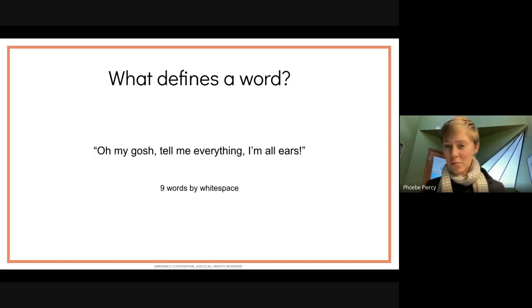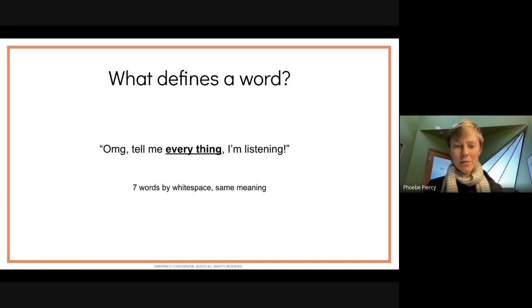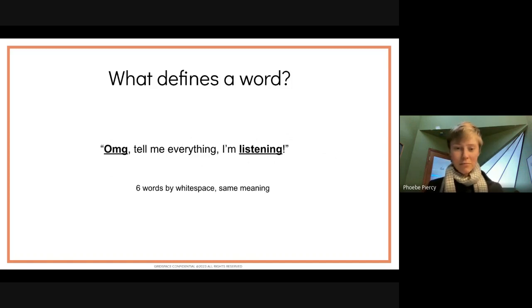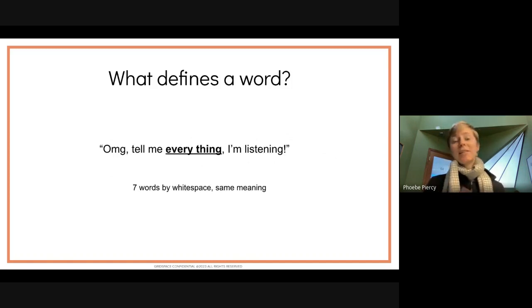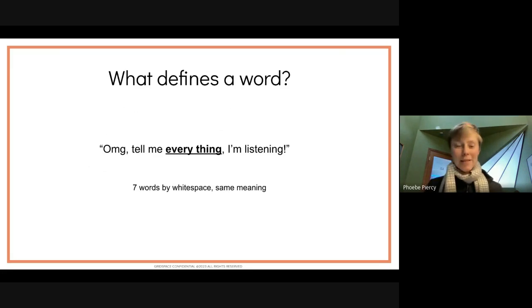So why do we call it two words? Just because it's got a white space in between when, semantically speaking, it has the function in the sentence of a single word. So we can see that this starts to get more muddled, and we then have the word everything, which by white space is one word, but actually contains two words, every and thing, and the meaning of everything is the sum of those two parts. You can have nothing, nothing. So in this way, everything is one word, and oh my gosh is three words, but everything contains the semantic meaning of two words, and oh my gosh contains the semantic meaning of one word. So white space to divide up words doesn't always work.